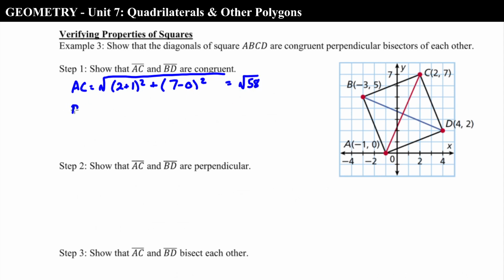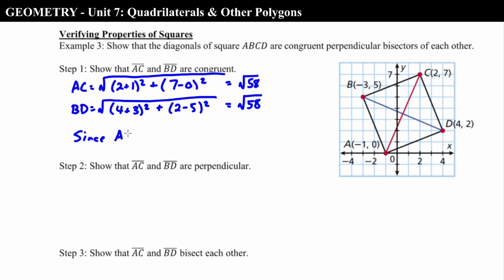So we would want BD to be the same thing. So we've got the square root of (4 minus negative 3, which is 4 plus 3) squared, plus (2 minus 5) squared. That is also the square root of 58. So since AC equals BD, then we can say that AC is congruent to BD. So our diagonals are congruent. That's one stipulation. You have to have congruent diagonals to show that it's a rectangle. So essentially what we showed here is that it is a rectangle.